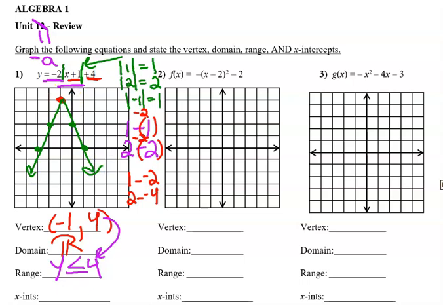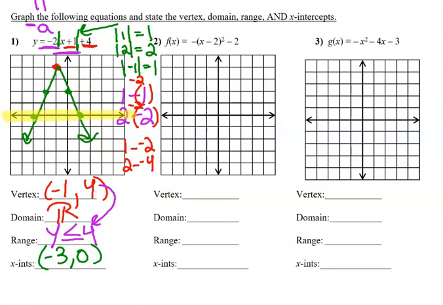Now it says, what are the x-intercepts? Well, we're trying to see where it crosses the x-axis. So what are those x values? 1, 2, 3, so -3, 0. Okay, I'm going to move this up so you can see it a little better. And then what is my other x value? It's 1, so 1, 0. So those are my x-intercepts. I like to graph it and see where it crosses the x-axis.